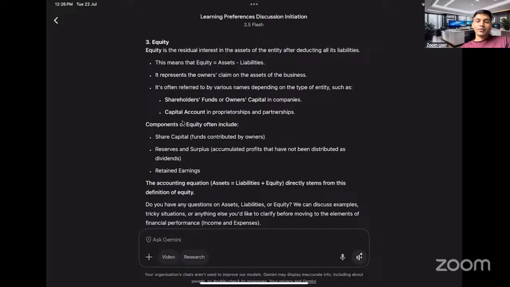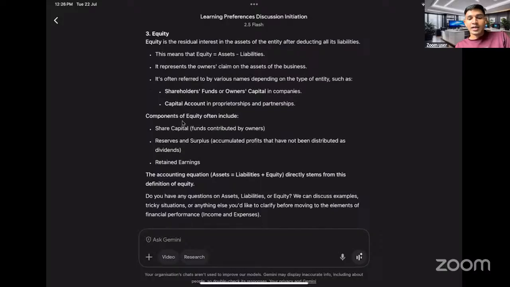Components of equity often include share capital, funds contributed by owners, reserves and surplus, accumulated profits that have not been distributed as dividends, and retained earnings.